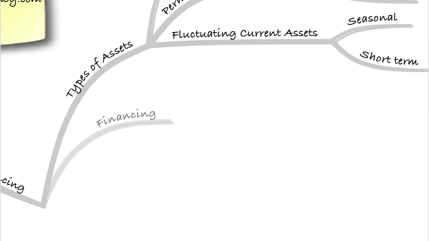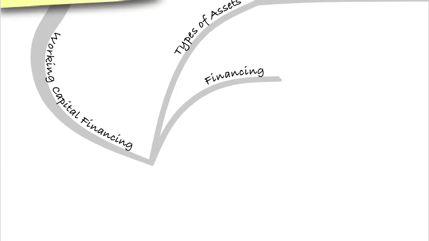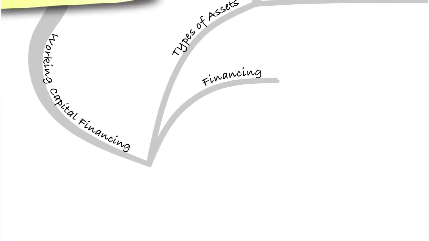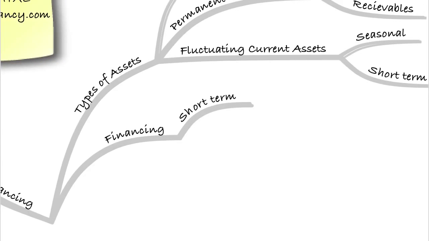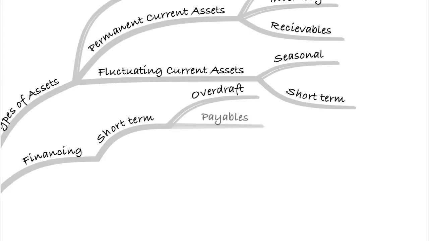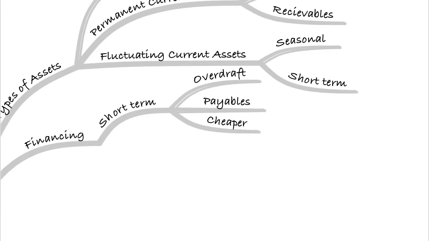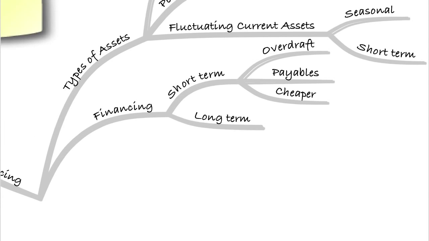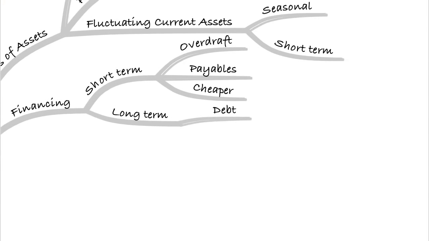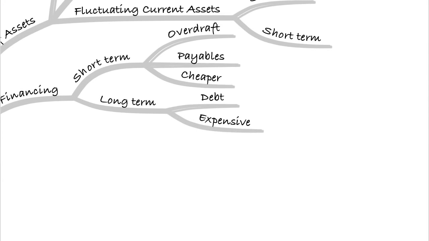The question is then, how do we finance this? How do we finance each of those types of asset? Well, we have short-term finance, and remember that's our overdraft and our payables. The key thing on this is that it's cheaper. Remember, your payables are free, your overdraft will be cheaper than long-term debt, so short-term finance is cheaper. Long-term finance will be your long-term debt, and that will be expensive because it's over a longer term, it's higher risk for the person that's lending to you, so it'll be more expensive.